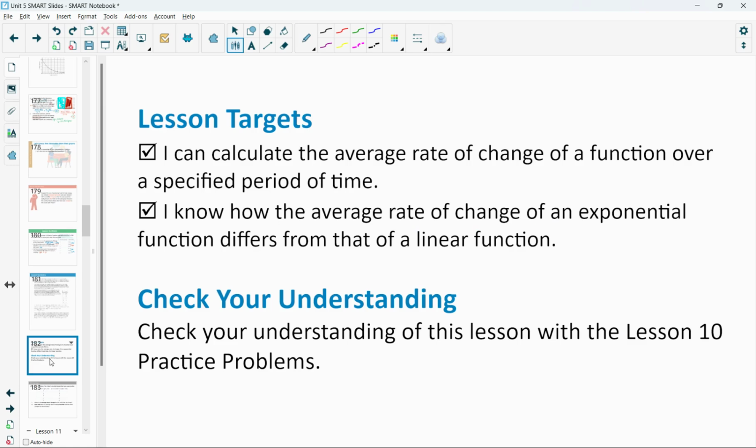So you should be able to calculate the average rate of change for a function over a specific time period and know how the average rates of change of an exponential function differs from a linear function.